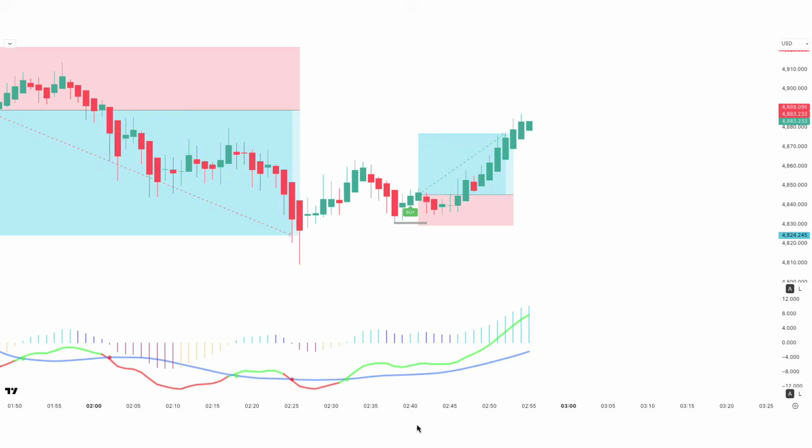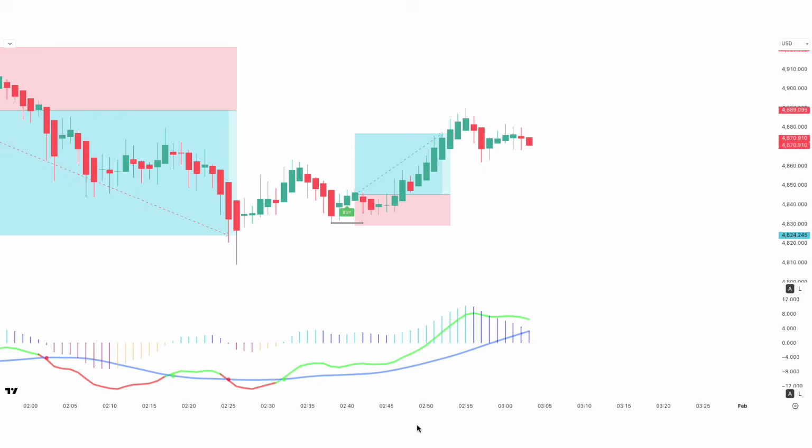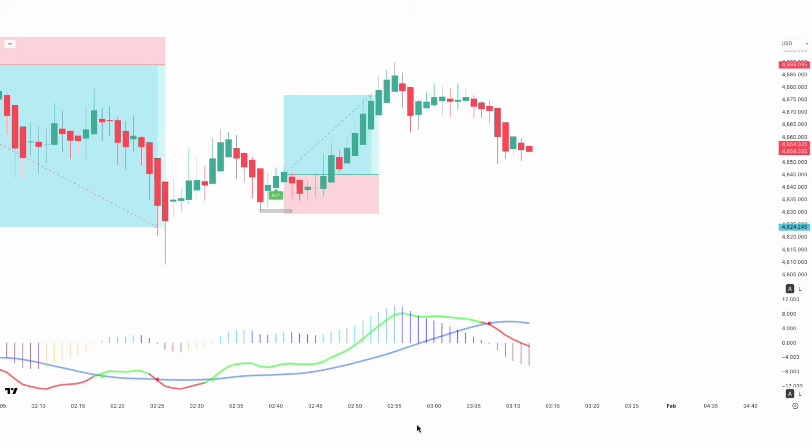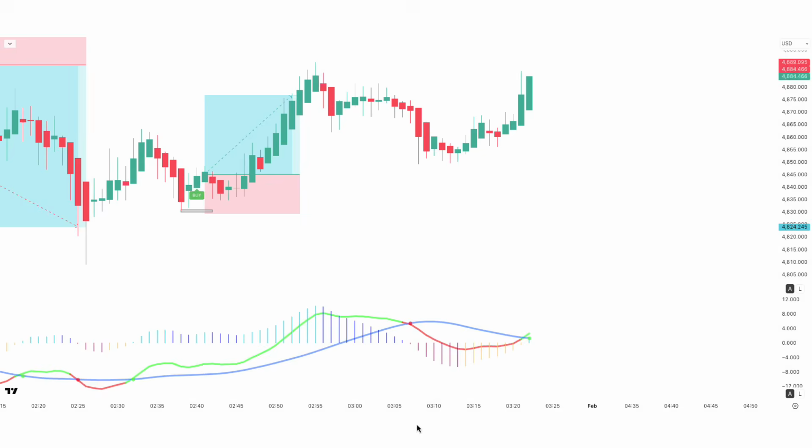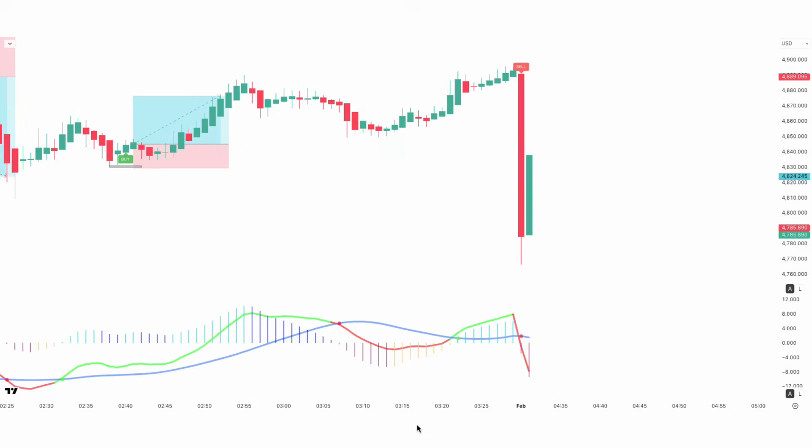I hope you must have liked this trading setup and strategy. If not, then it doesn't matter. We are going to see examples of some trades, so that you will definitely understand.